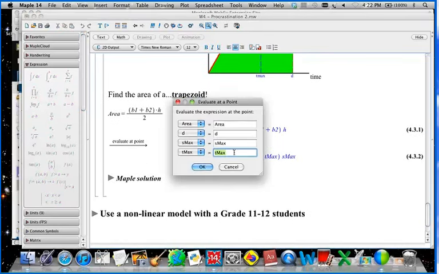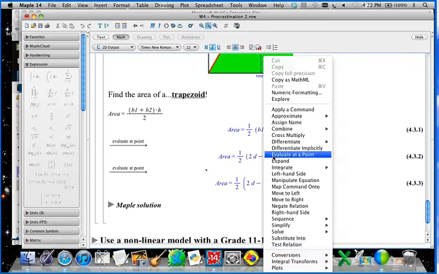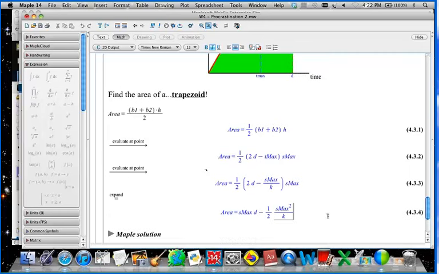Let's let T max be what we said. We said that is S max divided by K. Okay, so the area is 1/2 times 2D minus S max over K times S max. Let's expand that. Kids should know how to do that. You can do this on the board or you can have Maple do it. And there it is. S max times D minus 1/2 S max squared over K.